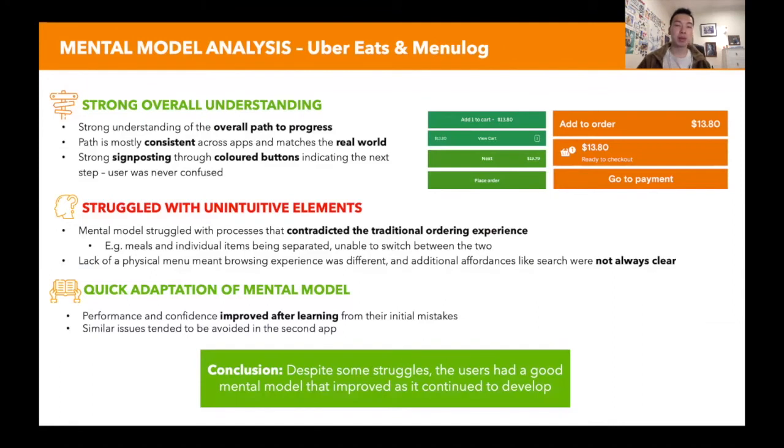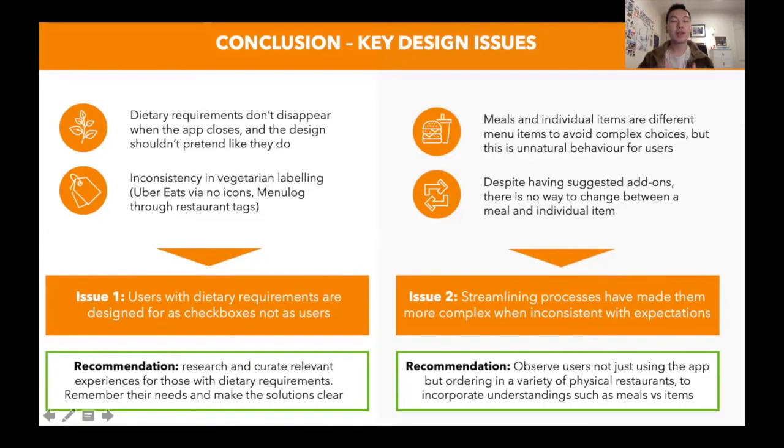So the user's mental model of these two apps was really initially quite strong. They had a clear understanding of the overall path to progress, with the path mostly consistent across apps and the real world. And this was also supported by strong signposting with colored buttons that clearly indicated the next step. They did struggle in terms of having some unusual elements that clash with their traditional understanding, such as meals and items being separated. But what was interesting was the mental model was able to overcome and adapt to that, learn and become stronger overall. So I think overall, this process has really evolved upon my existing assumptions.